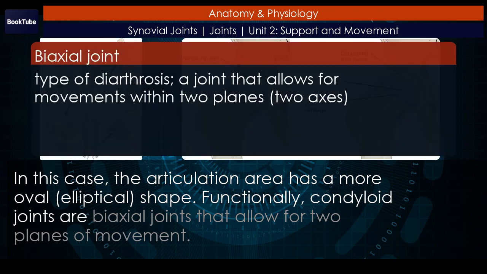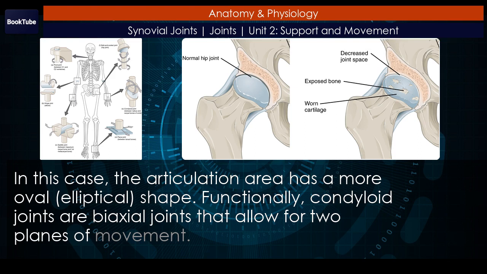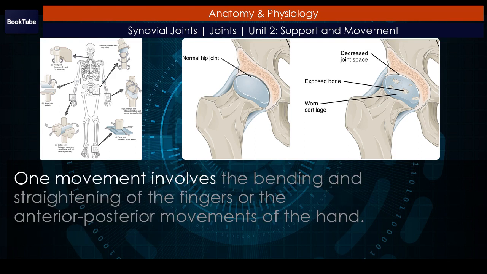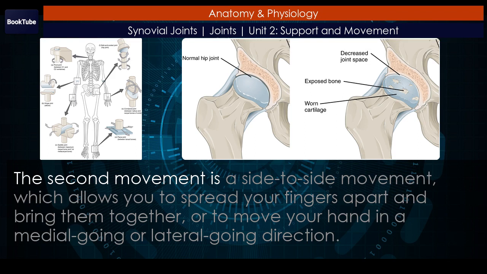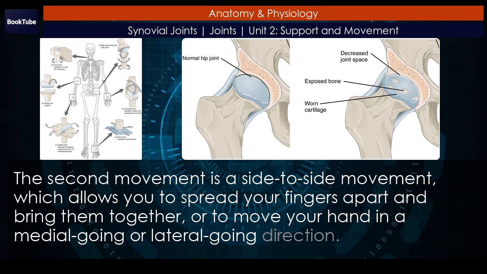Functionally, condyloid joints are biaxial joints that allow for 2 planes of movement. One movement involves the bending and straightening of the fingers or the anterior-posterior movements of the hand. The second movement is a side-to-side movement, which allows you to spread your fingers apart and bring them together, or to move your hand in a medial-going or lateral-going direction.